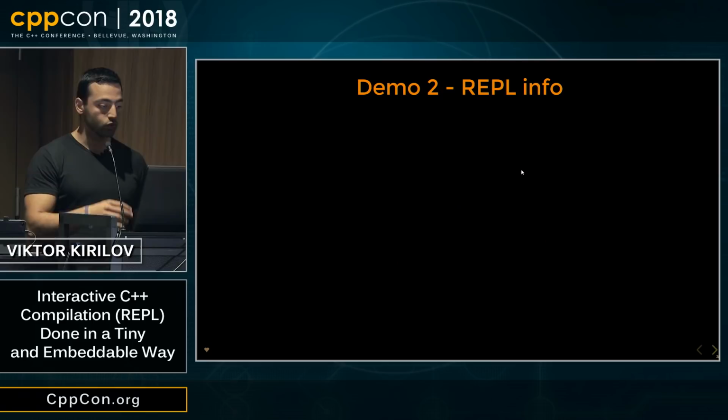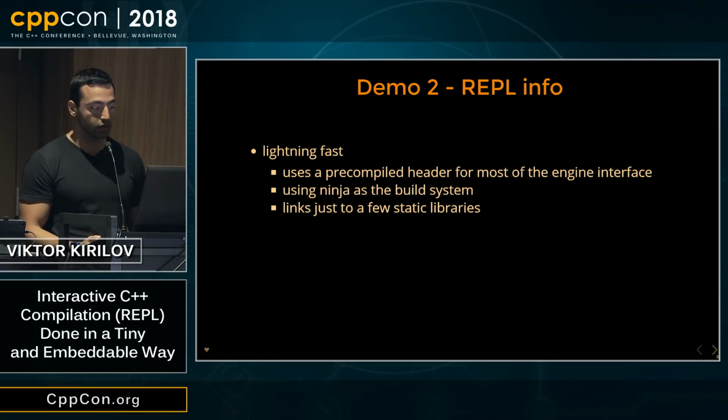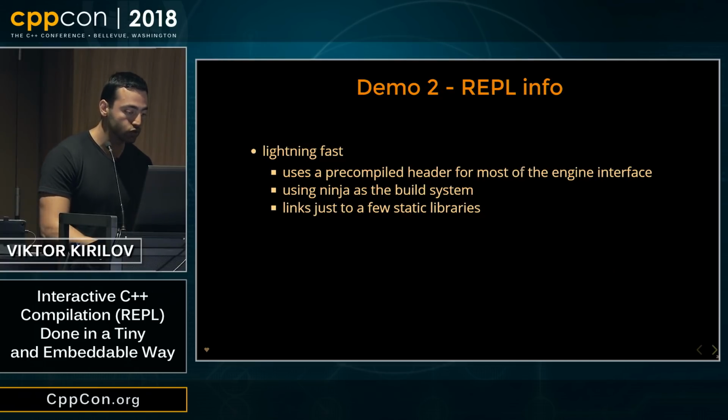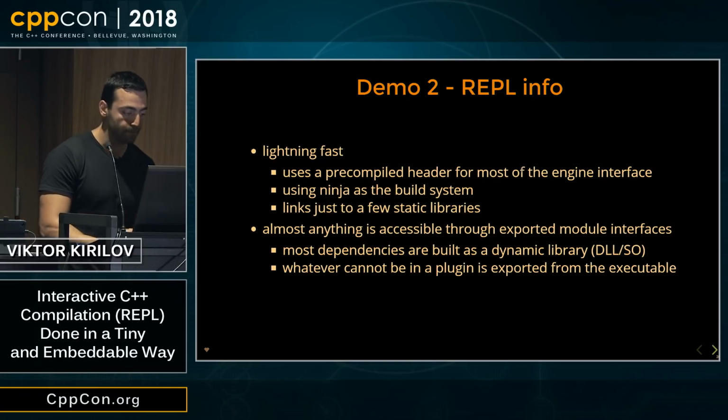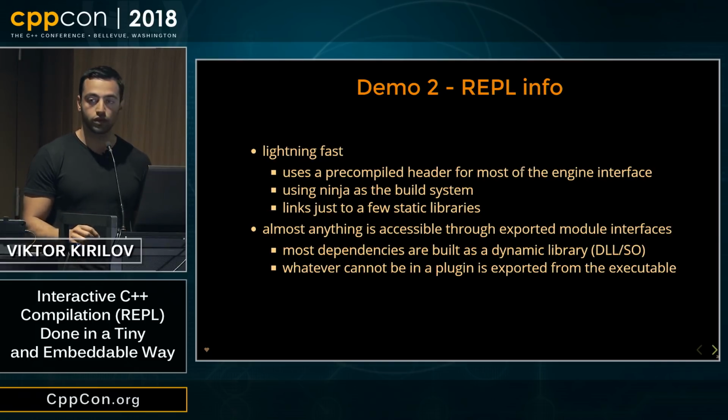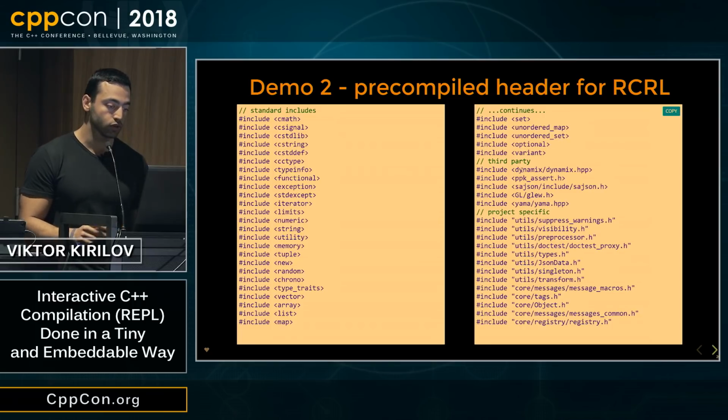So the REPL in this case will be pretty fast because it uses a precompiled header, uses Ninja as the build system, and also it links just to a few static libraries. Almost anything is accessible, and you can change almost anything in the entire scene, in the engine, because it's sort of like an engine, the demo, because everything is exported and everything is split into DLLs. And almost all third-party dependencies are also built as shared libraries. Here's the precompiled header. Most of the standard includes, a few third parties, and some project-specific includes.